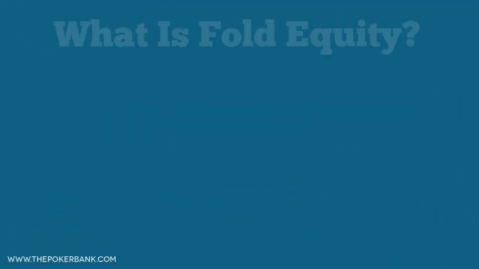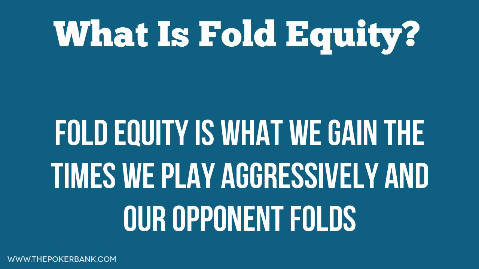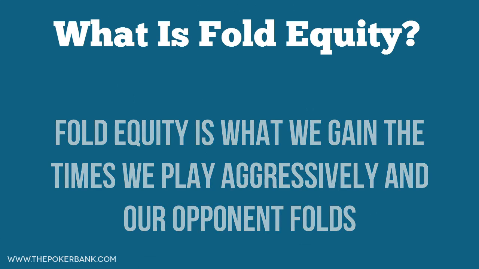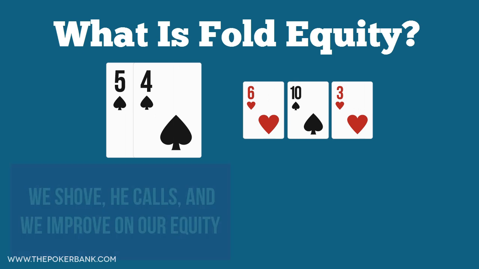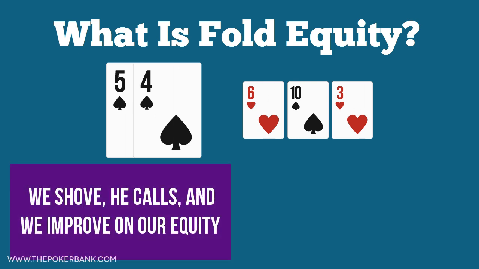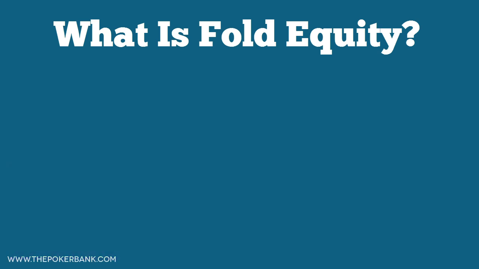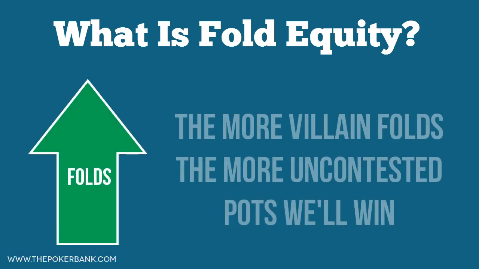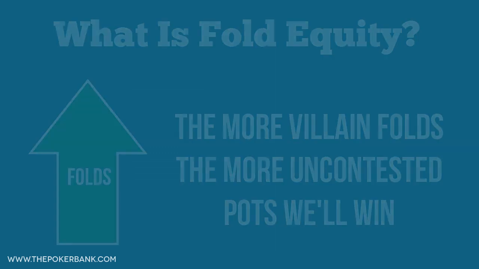Let's first understand what fold equity is. Fold equity is essentially what we gain any time our opponent folds. If we shove a draw, we can win the pot one of two ways: either our opponent calls and we hit our draw sometimes, or our opponent folds. The more often our opponent folds against our aggression, the more times we win the pot uncontested, which is a very profitable thing when bluffing or semi-bluffing.